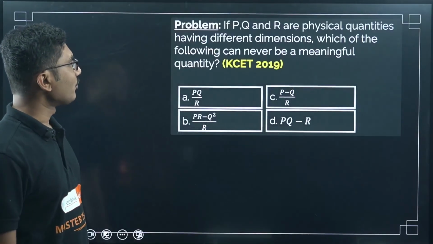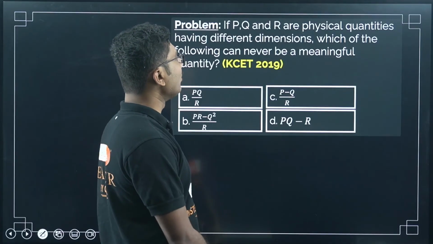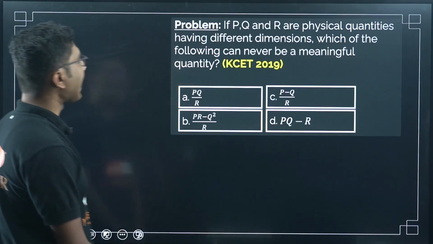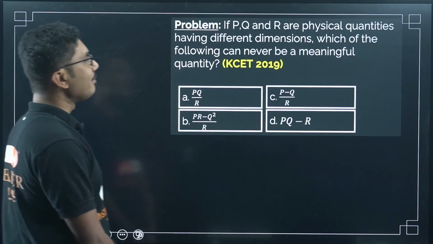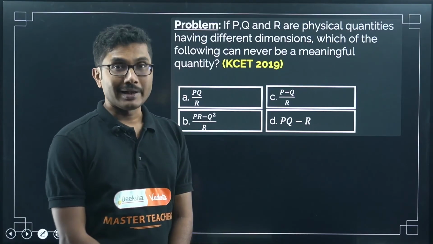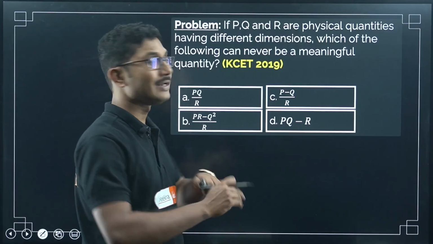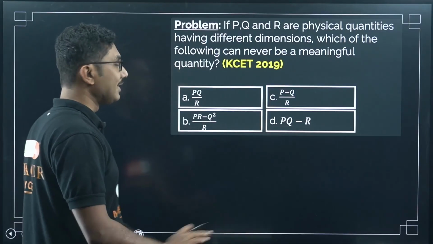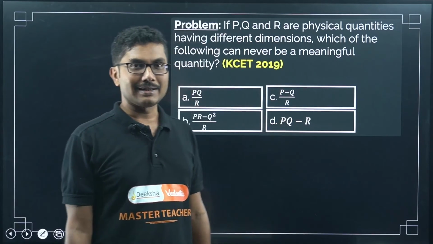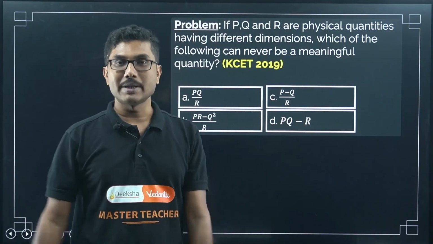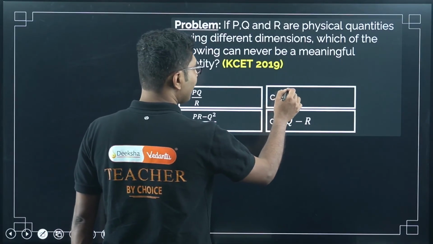Now let's solve one question. This is from your KCET exam. If P, Q and R are physical quantities having different dimensions, which of the following can never be a meaningful quantity? Very, very important thing. So first of all, P, Q, R are physical quantities having completely different dimensions. Different dimension means what? You cannot add any two of them directly. You cannot subtract any two of them directly, right?